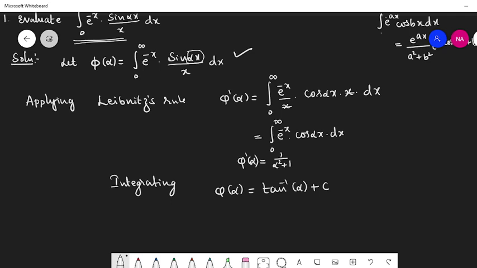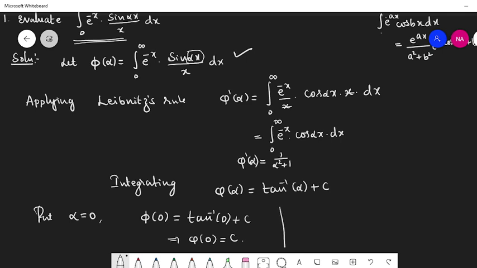Now we need to find the value of c. For that, put alpha equal to 0. That gives you phi of 0 equal to tan inverse 0 plus c. That is nothing but phi of 0 is c.